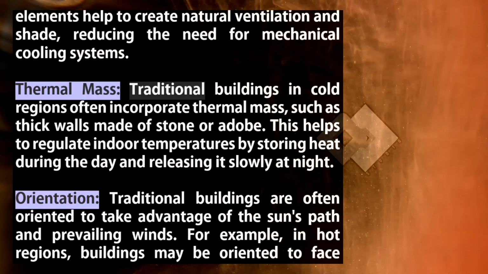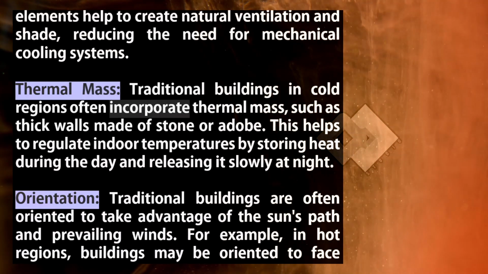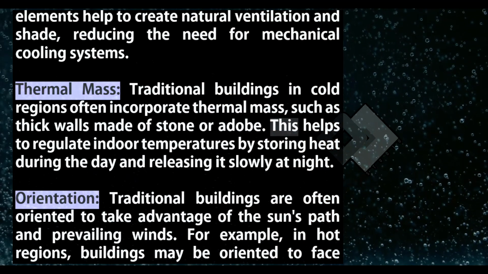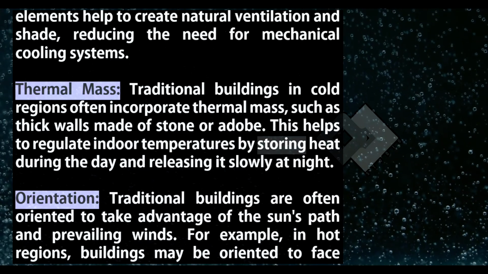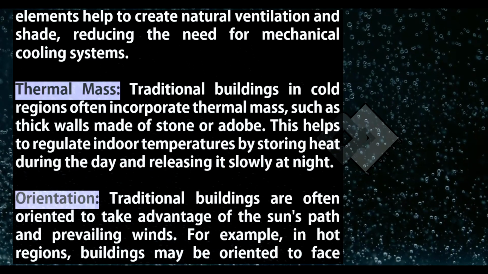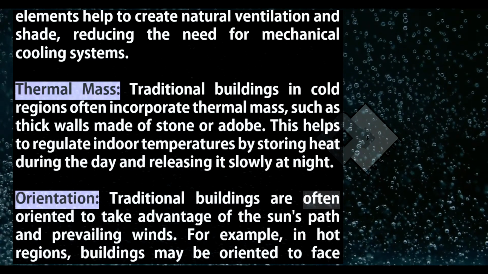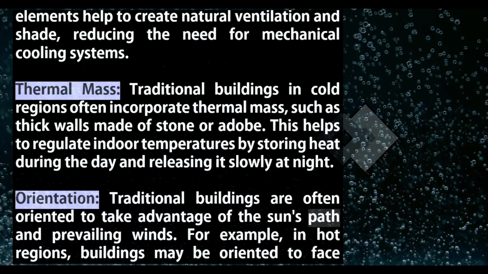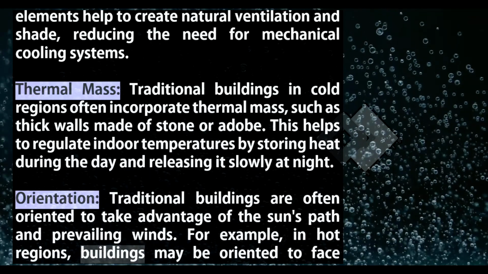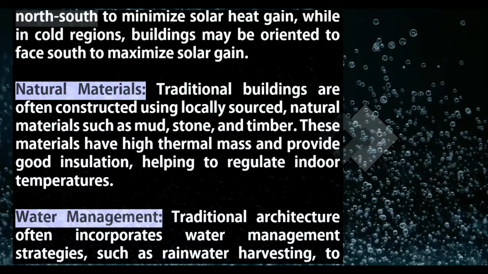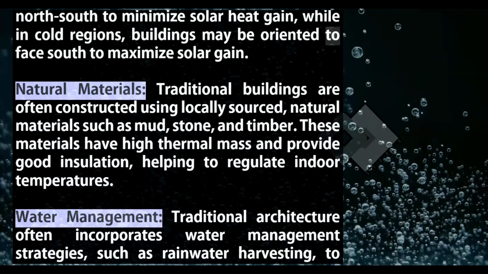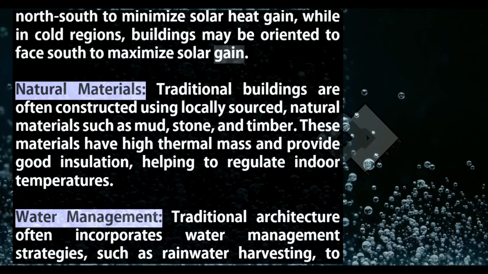Thermal mass. Traditional buildings in cold regions often incorporate thermal mass, such as thick walls made of stone or adobe. This helps to regulate indoor temperatures by storing heat during the day and releasing it slowly at night. Orientation. Traditional buildings are often oriented to take advantage of the sun's path and prevailing winds. For example, in hot regions, buildings may be oriented to face north-south to minimize solar heat gain, while in cold regions, buildings may be oriented to face south to maximize solar gain.